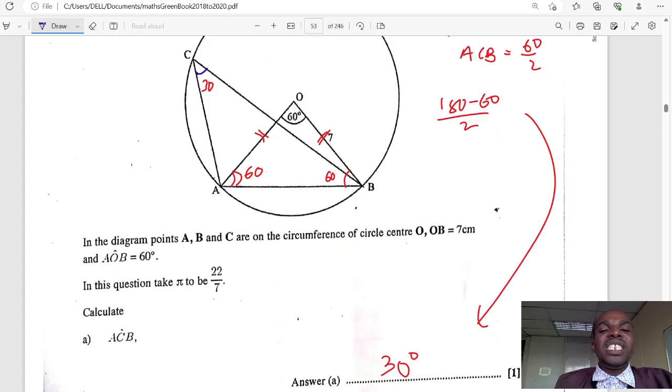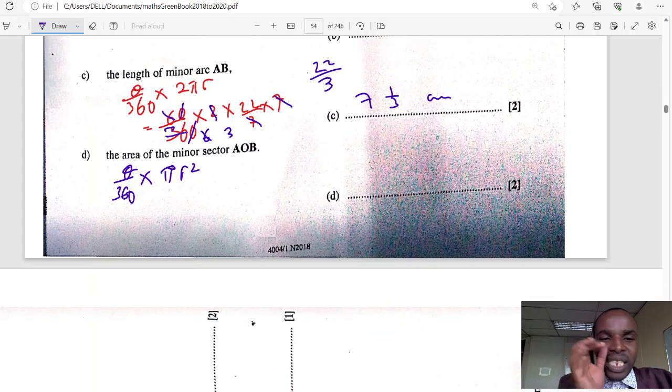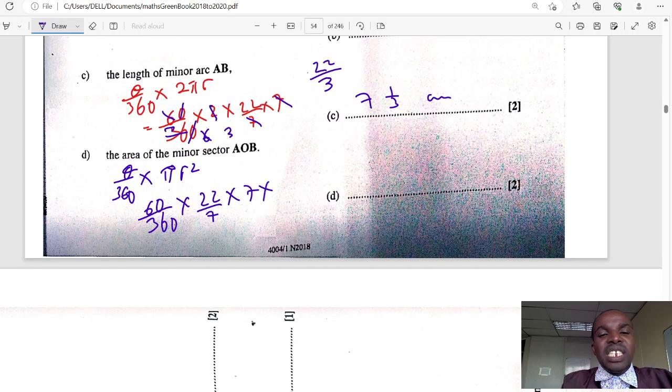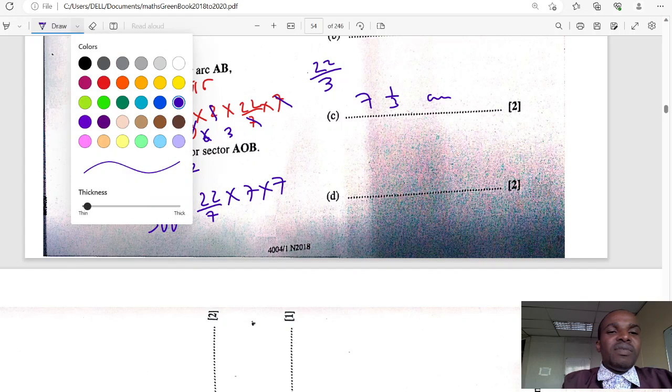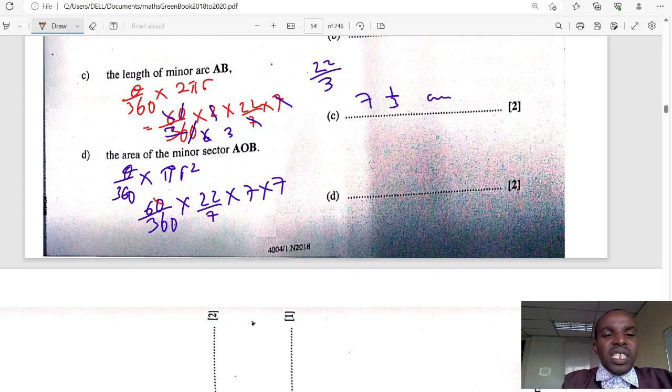So the angle is 60 and the radius is 7. So it will be 60/360 times 22/7 times radius 7 squared, so it's 7 times 7. Like this. Then after that, you can simplify. 6 into 60 is 10, 6 into 36 is 6. Then 7 will cancel out. Then 2 into 6 is 3, 2 here is 11, right? So it will be 11 times 7. It will be 77 over 3.